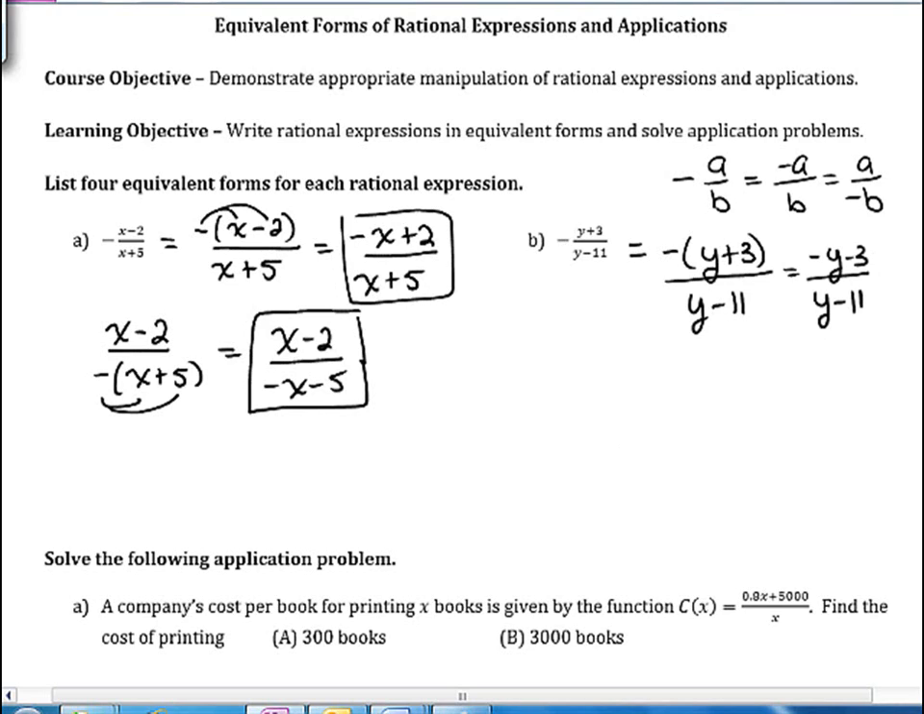Next we're going to write the negative sign down in the denominator. So we would have the y plus 3 in the numerator, and our negative sign, and in parentheses y minus 11. So we have y plus 3 in the numerator, and then distributing the negative sign in the denominator gives us negative y plus 11.